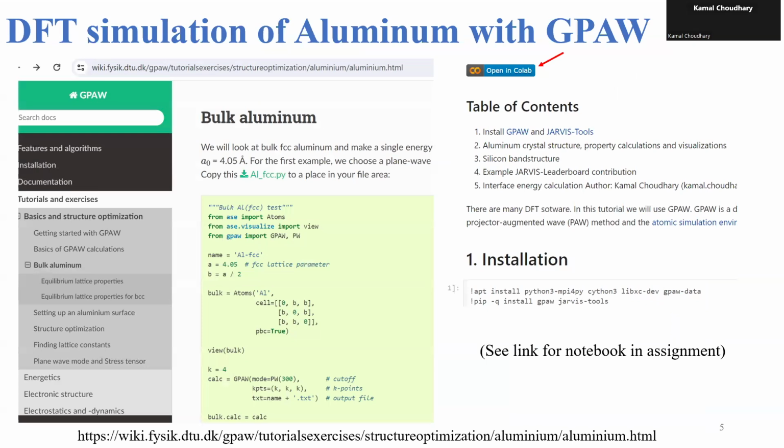So let's start with the DFT simulation of aluminum with GPAW. Again, there are many software packages out there, Quantum Espresso, VASP, but we're just going to stick to GPAW because it's maybe easier to follow the examples. And there is an explicit example of aluminum on their website, which I have given the link to here, so feel free to check it out.